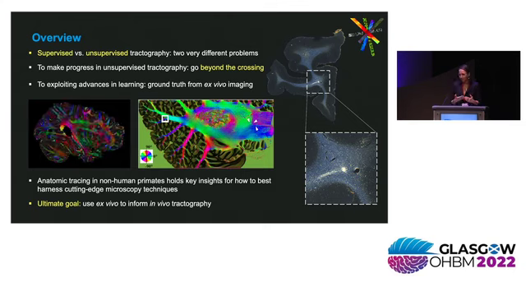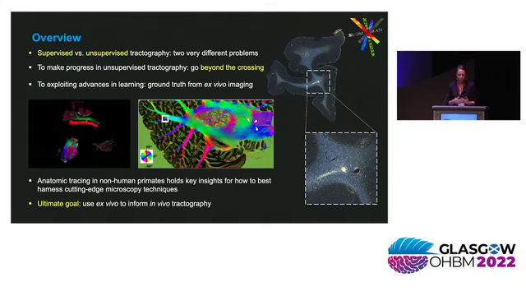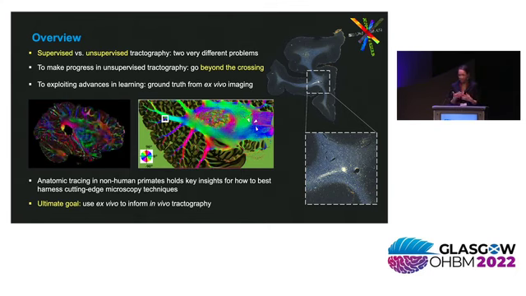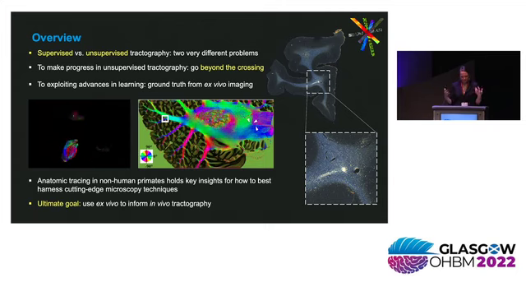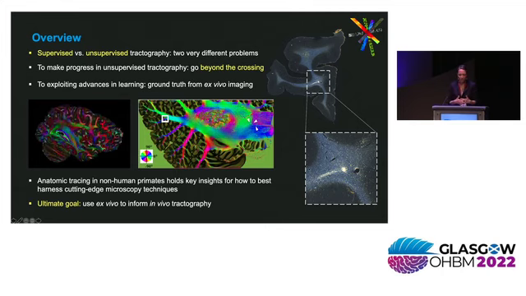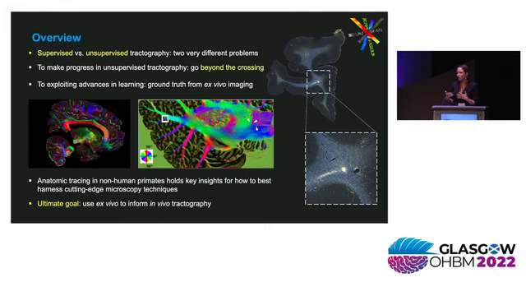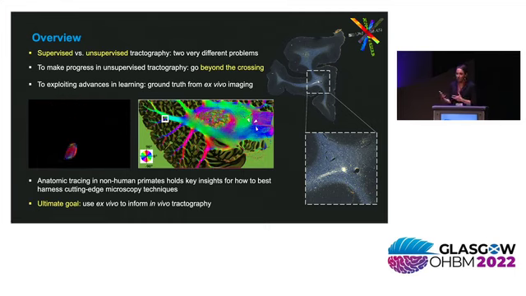To conclude, I've gone over a lot of things. Supervised versus unsupervised tractography, these are two very different problems, as we saw. For the supervised problem, we have good solutions. For the unsupervised problem, we still need some work to do. And to make progress in unsupervised tractography, we need to go beyond the crossing. This is a consistent message from all our validation studies, as well as coming from other studies by other groups. And to exploit advances in learning, to take advantage of all these new algorithms, we need ground truth that these algorithms need to learn from.